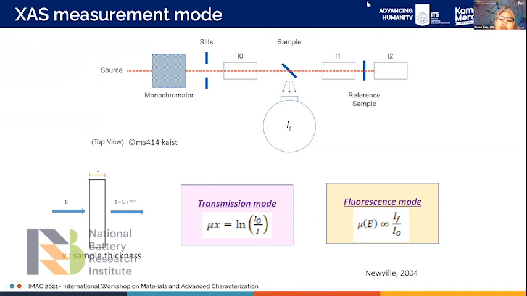But in fluorescence mode, we are using another detector here, and we will get the information represented as IF, intensity of fluorescence. And the absorption coefficient is corresponding to IF divided by I naught.